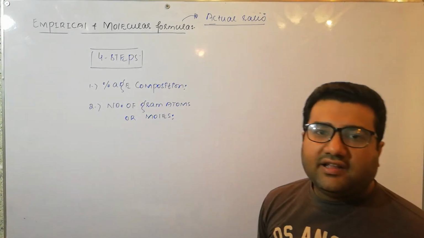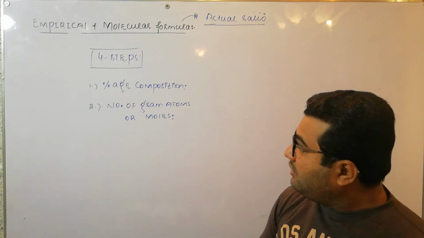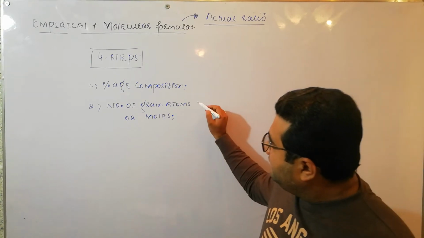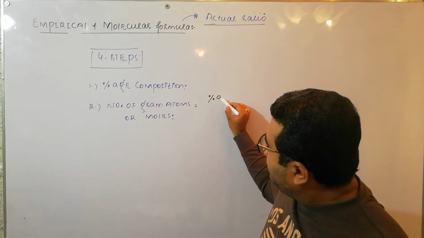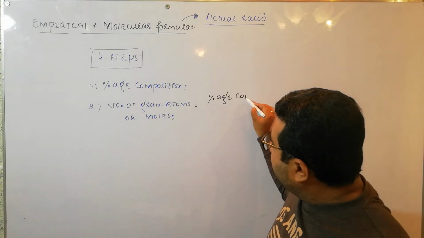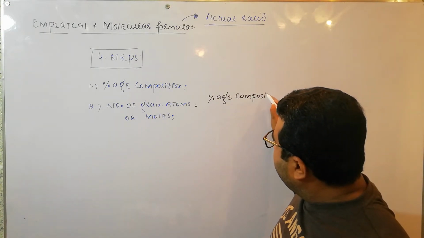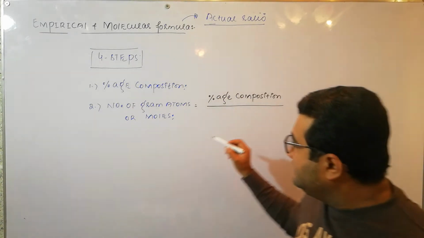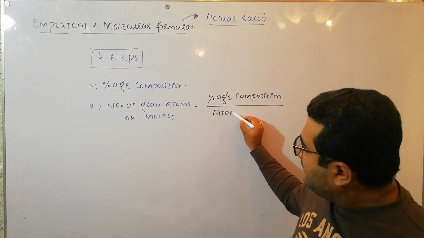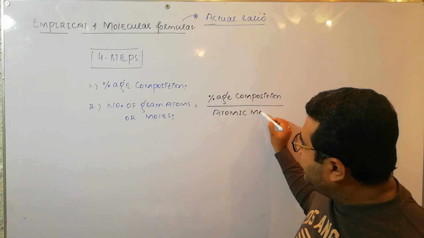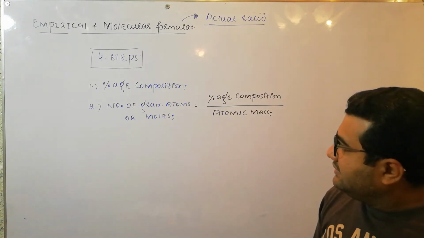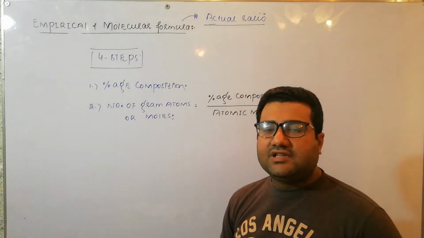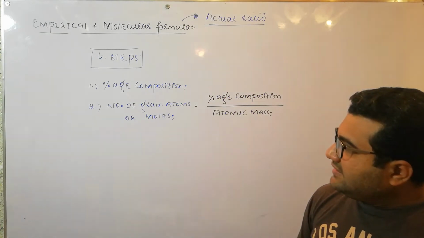You must have an idea that gram, atom and mole are the same terms. But how this number of gram atoms or number of moles is calculated? It is calculated by dividing the percentage composition, percentage of every element with its atomic mass, or you may also say with its molar mass. So you will divide percentage of element with its atomic mass and you will get the number of gram atoms or number of moles. Now what is the third step?